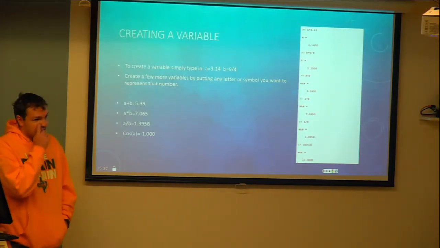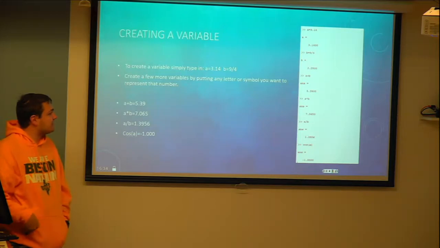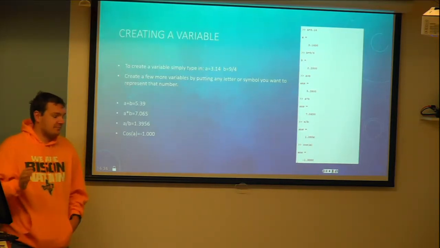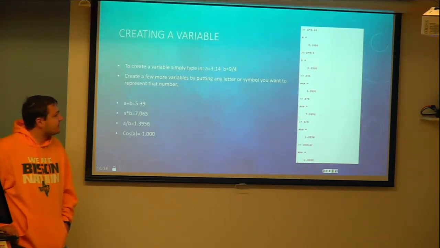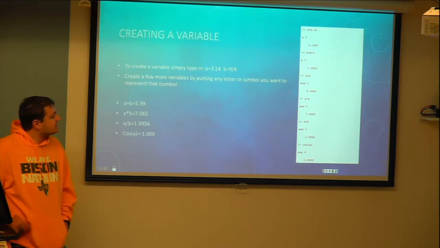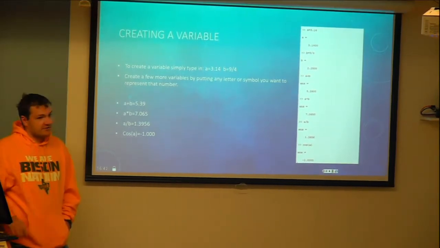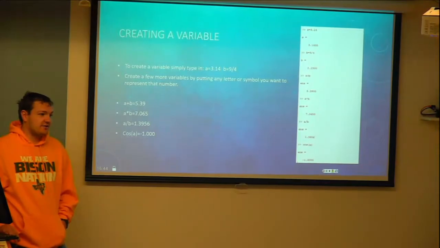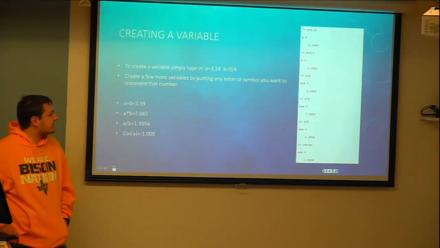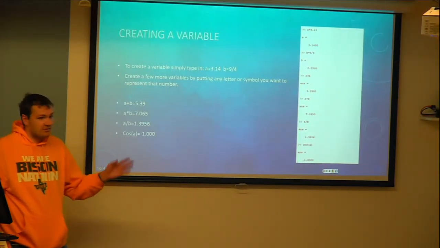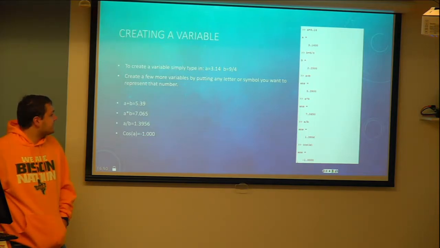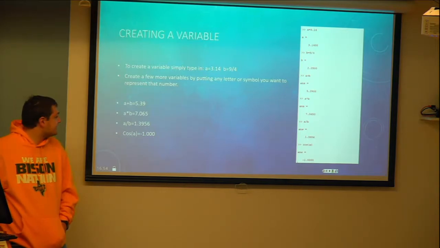If you're creating a variable, I just used some simple ones like 3.14, but I'm just using pi, simple. If you have a really long constant that you need, you can just type in a equals blah blah blah, or b, and then you can use that to do simple calculations with it as well.